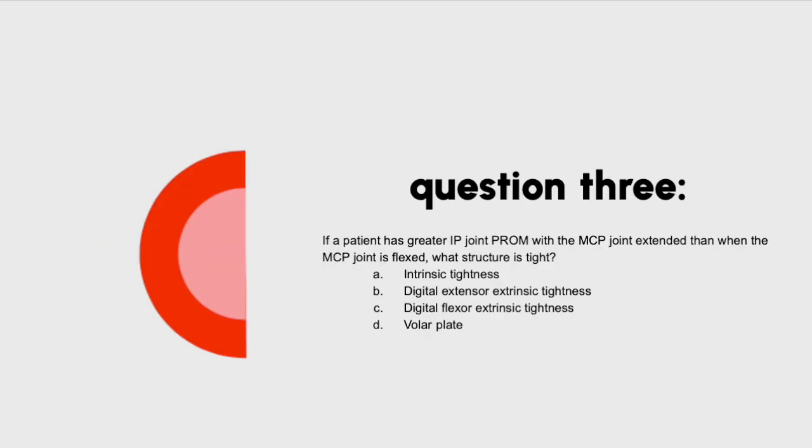If a patient has greater IP joint PROM with the MCP joint extended, then when the MCP joint is flexed, what structure is tight? A. Intrinsic tightness. B. Digital extensor extrinsic tightness. C. Digital flexor extrinsic tightness. Or D. The volar plate.